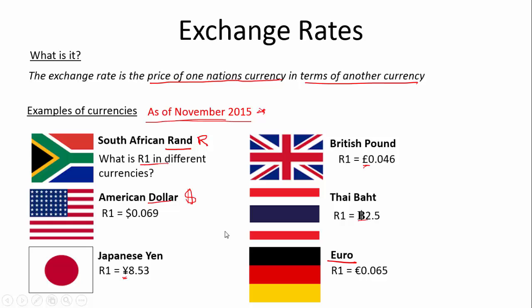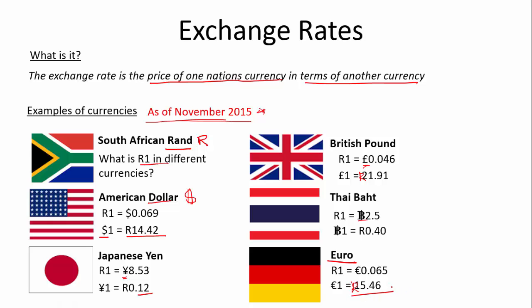Now, what if we had 1 American dollar? How many rand would that equal? 1 American dollar is equal to 14 rand and 42 cents. 1 Japanese yen is equal to 12 cents. 1 British pound is equal to 21 rand 91. I have to put the R here. As you can see, I've left it out. 1 Thai baht is equal to 40 rand cents. And 1 euro is equal to 15 rand 46. You've got to put the R in to show what currency it is.